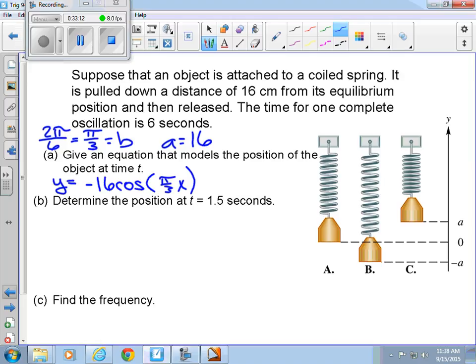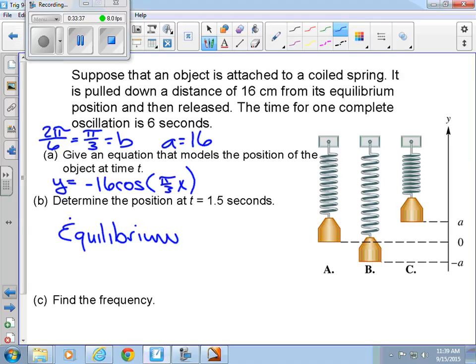Zero. So I could maybe answer that by saying at the equilibrium position. Does that make sense? Yes. A fourth of 6, right? If you divided 6 by 4, you get 1.5. So it makes sense that you'd be hitting that equilibrium position.